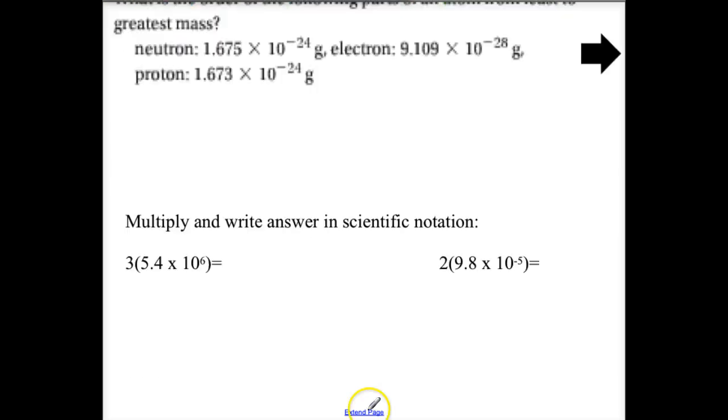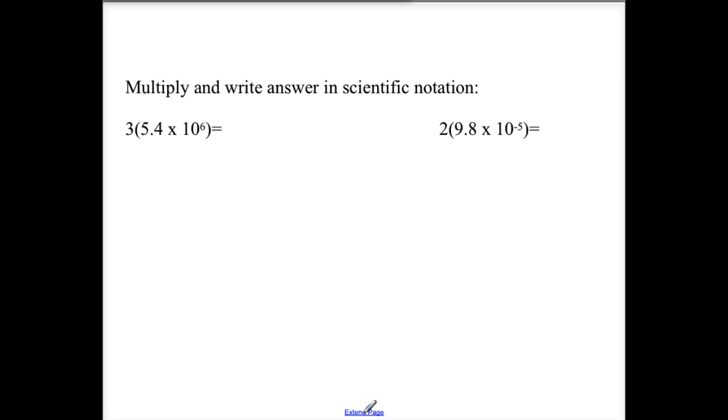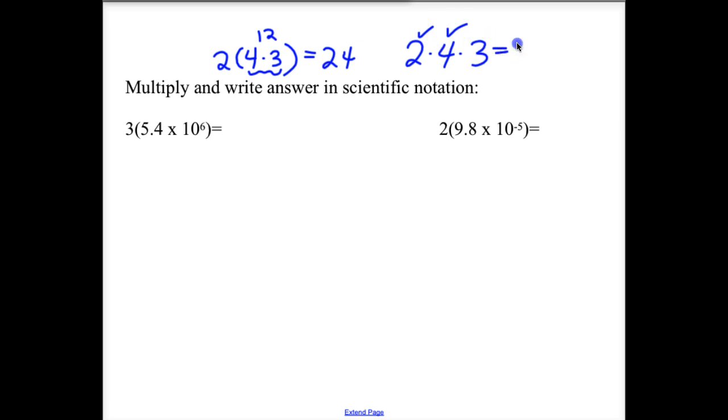I'm going to go to the bottom one down here. When we're multiplying and writing answers in scientific notation, I'm going to go like this. If I were to ask you to do 4 times 2 times 3, how would you do that? Most kids would say, well, 4 times 3 is 12. I'm going to double that for 24. Notice, though, what you could do also is remove those parentheses since it's all multiplication, and just do 2 times 4 is 8, times 3 is 24. I've got the same thing.